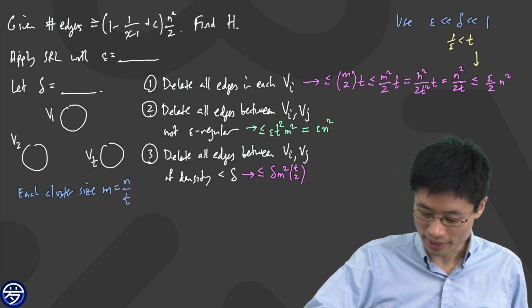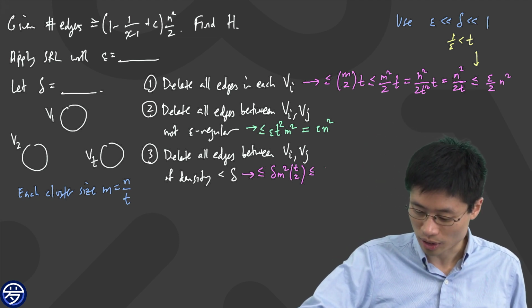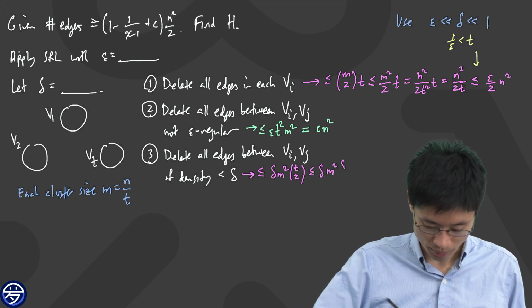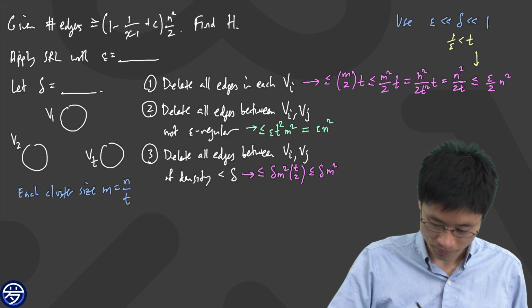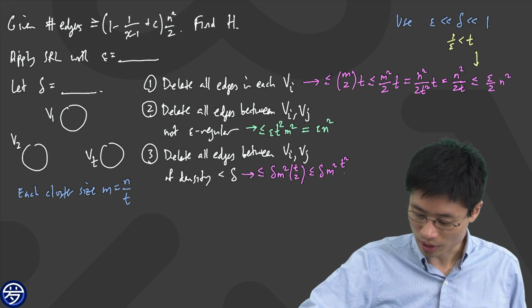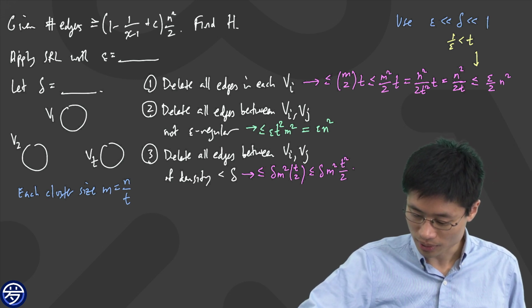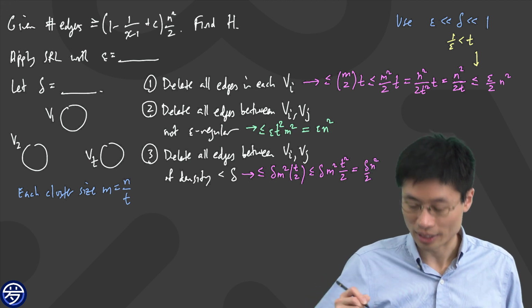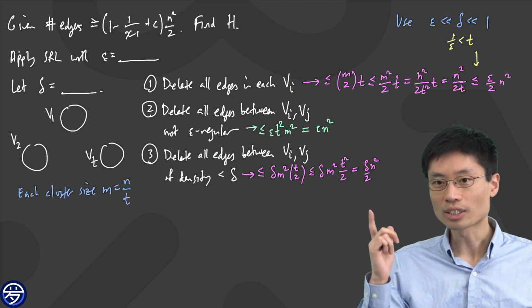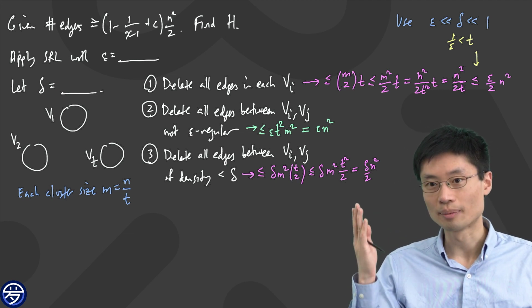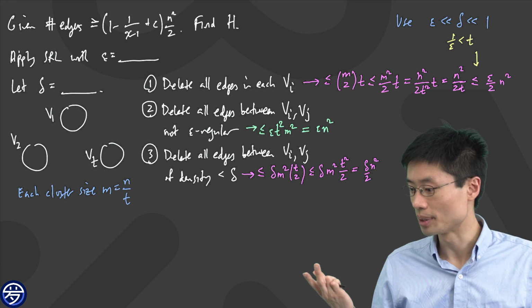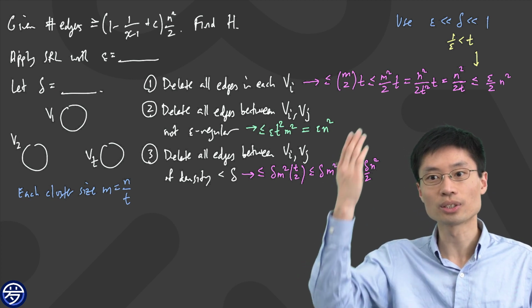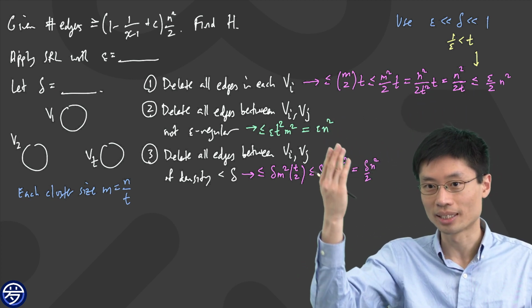Let's put it together. If you multiply these, I'll use t choose 2 as at most t squared over 2. Delta m squared, oops, that's supposed to be a t. T squared over 2. And that's equal to delta n squared. I'll write delta over 2 n squared. Now that's also good. Delta over 2 times n squared is something that I could make small if I wanted to, because I could choose to make my epsilon and my delta both small.